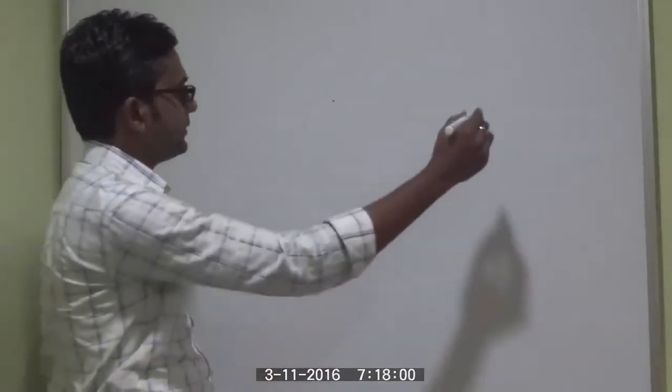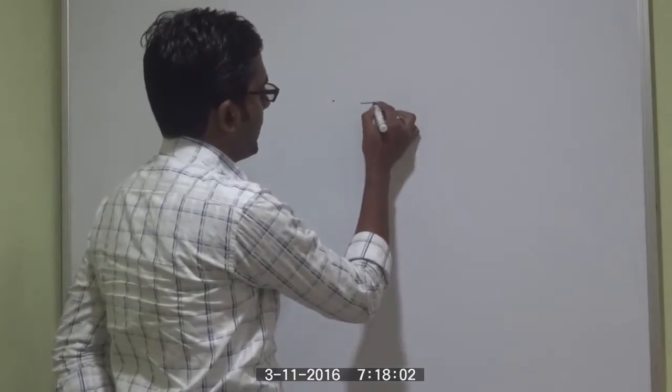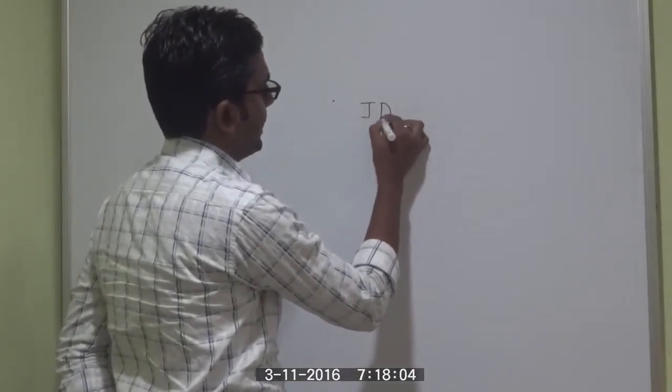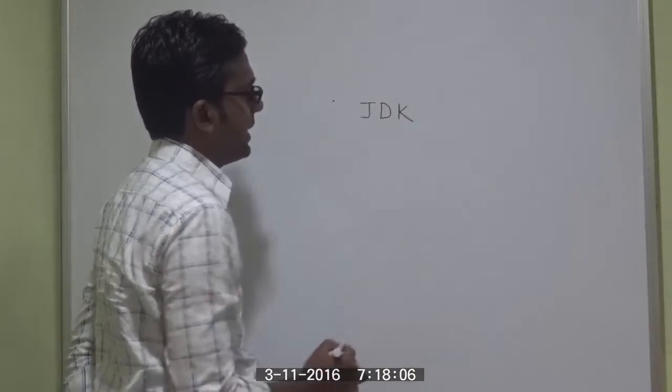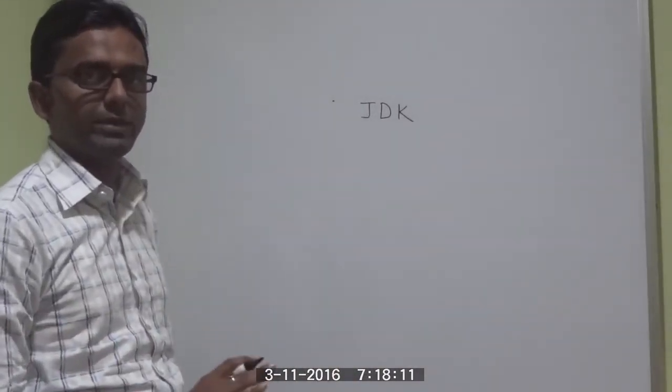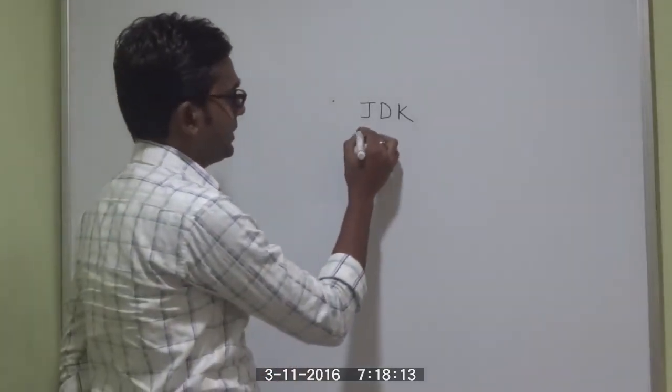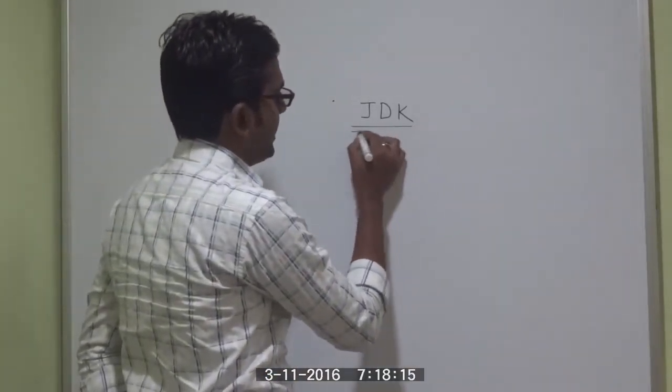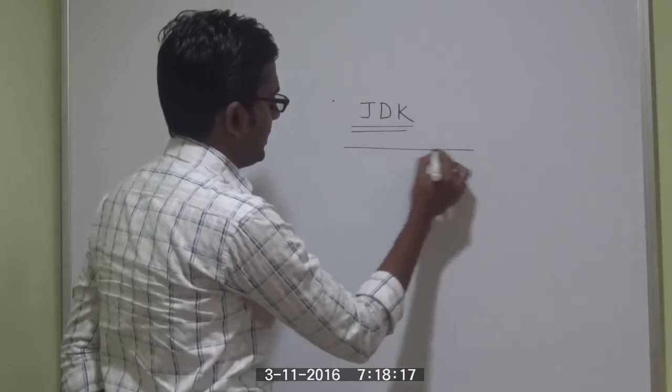In the previous tutorial I have discussed the basic template of a Java program, means how to write, how to compile and how to execute. In this tutorial I will discuss what software is required to run a Java program. The software which is required is called JDK. JDK stands for Java Development Toolkit.